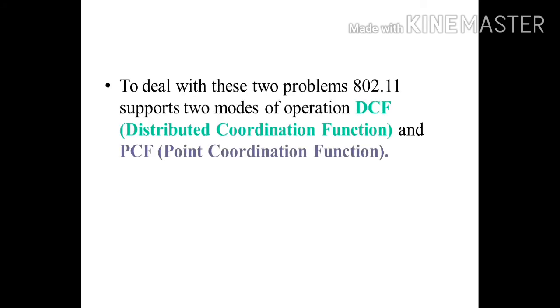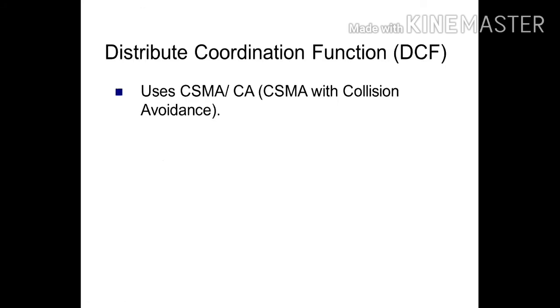So, with these two problems, there are two modes of operation. The first mode is called DCF, distributed coordination function, and the next mode is called PCF, point coordination function. So what is distributed coordination function? Distributed coordination function uses the CSMA/CA protocol that I have already explained, carrier sense multiple access with collision avoidance. But now let's see how it works.